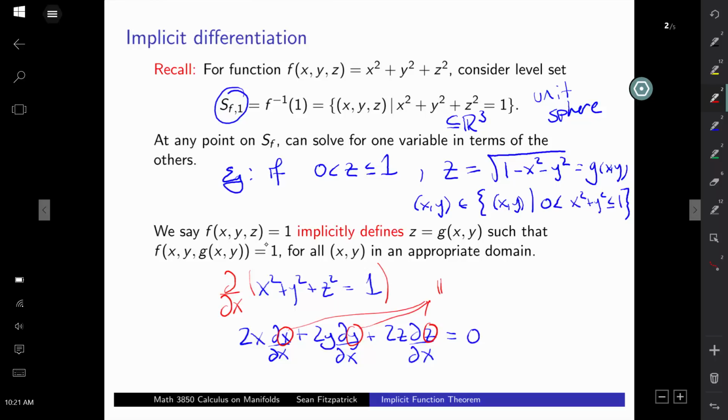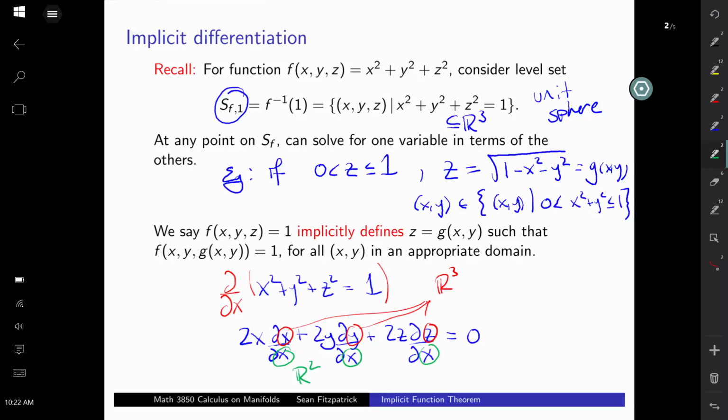these are R3 variables. The x that you're taking the partial derivative with respect to here, that's an R2 variable. And so really, the right way to think about this is that you're parameterizing. So maybe you're letting x equal u, y equal v, and z equal g of u and v.